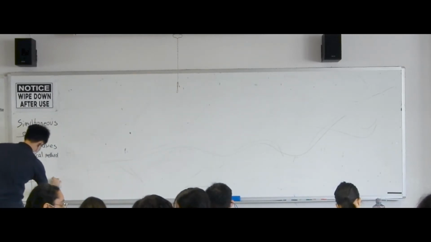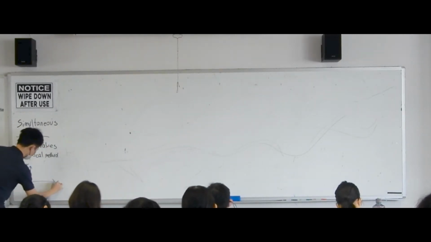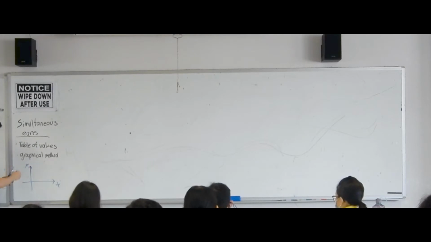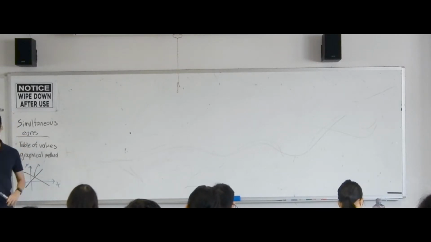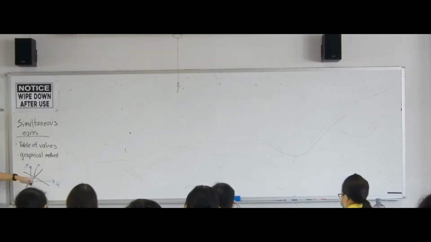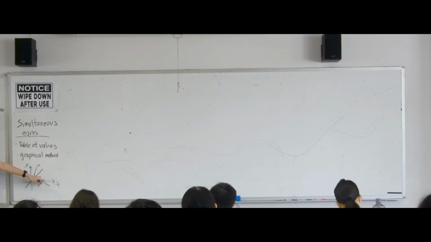So for example, I have a mini graph here. I have two different lines, one here, one here. I want to solve for the intersection, which is the solution for the two linear graphs.